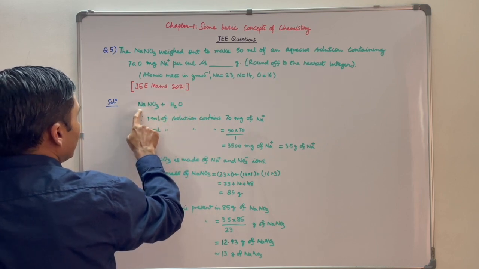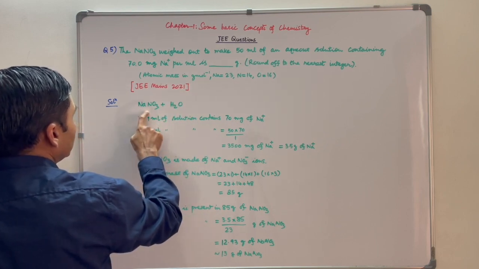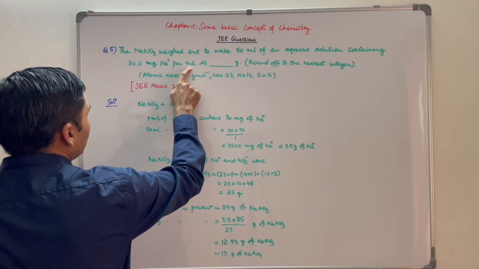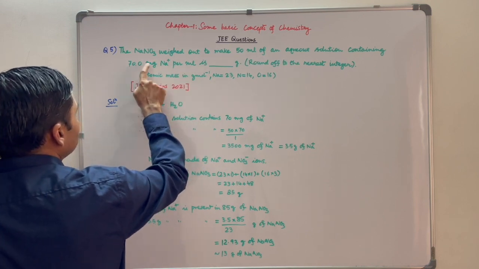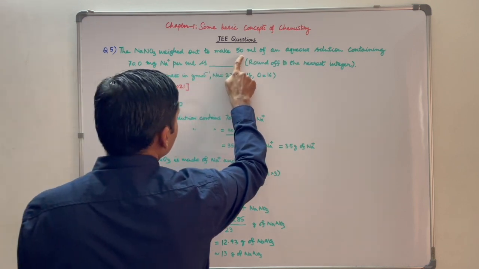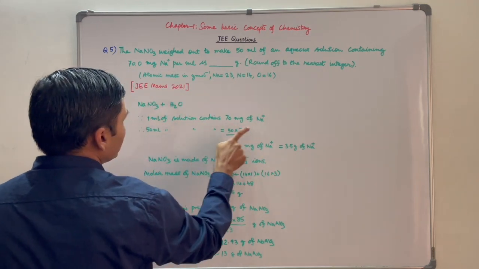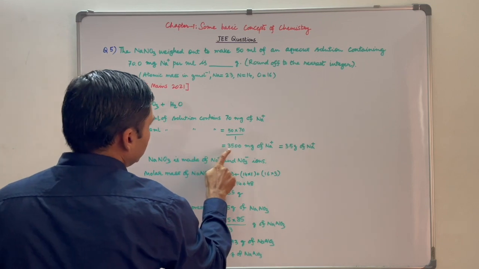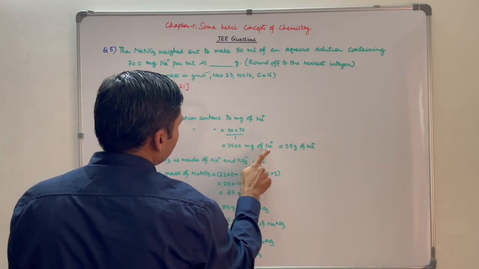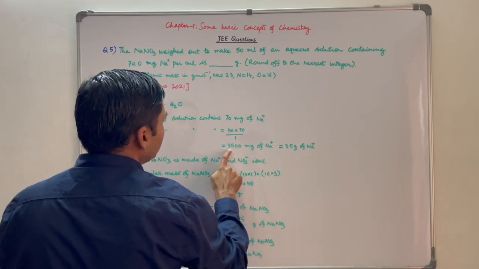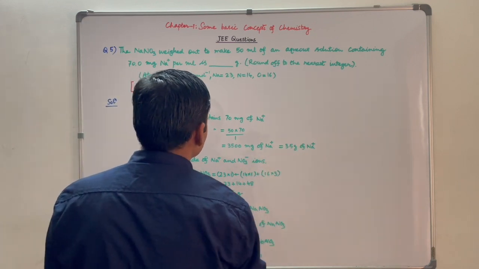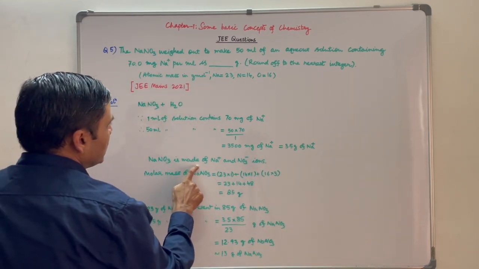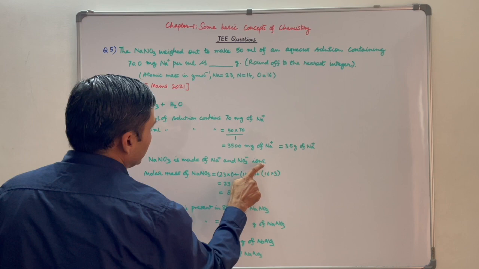So we have to make the aqueous solution of NaNO3. It is given that 1 ml of this solution contains 70 mg of Na plus. So 50 ml of this solution will contain how much Na plus? It will be 50 into 70 upon 1. That will be 3500 mg of Na plus. That is equivalent to 3.5 gram of Na plus. NaNO3 is made of Na plus and NO3 minus ions.